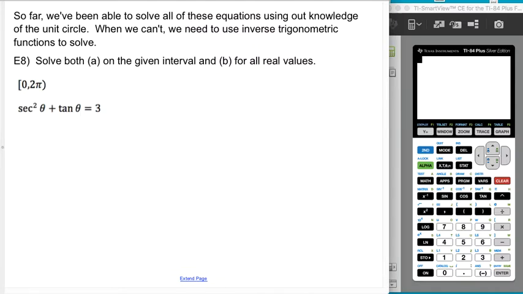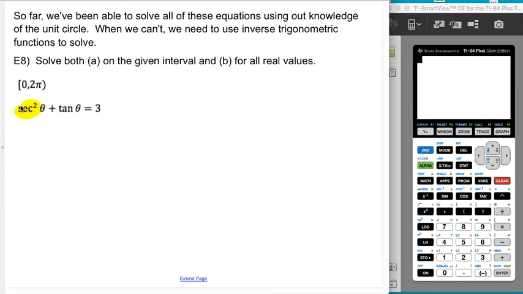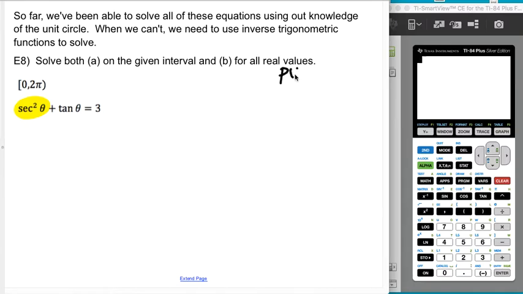So far, everything we've done has either been doable by our knowledge of the unit circle or it's been something that has no solution. Let's talk about what happens when that's not the case, because we're going to have to use arc trig or inverse trig functions to solve. So here, we've seen this before. There is no GCF, but I have a squared term. So I'm going to have to use a Pythagorean identity, and I know that there is a Pythagorean identity, right?